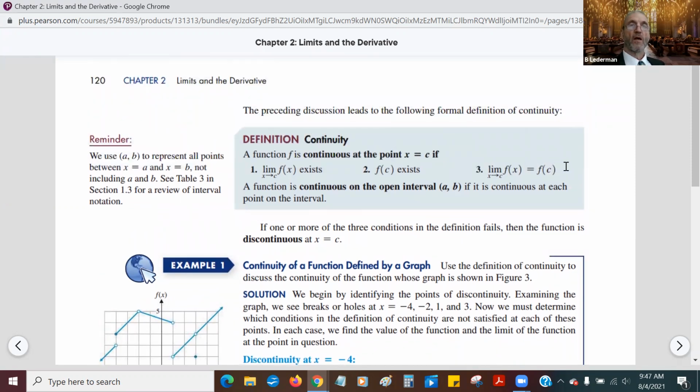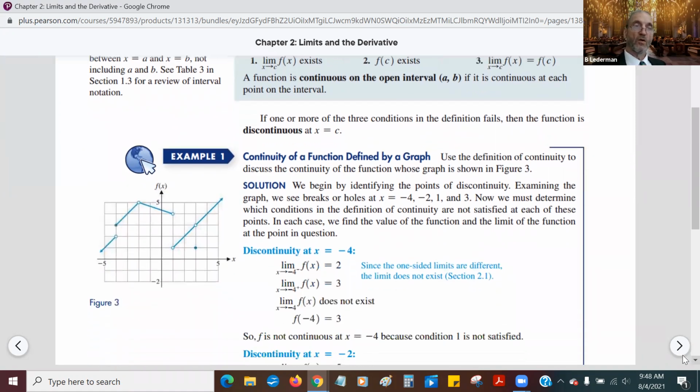So a function is continuous on an open interval (a, b) if it is continuous at each point on the interval, and if one or more of the three conditions fail, then the function is discontinuous. So in other words, in order for a function to be continuous, you need all three of these conditions. Now over here, let's see. So here, the function is not defined at x equals -2, excuse me. And here, the function jumps and f is not defined, and that's the story.